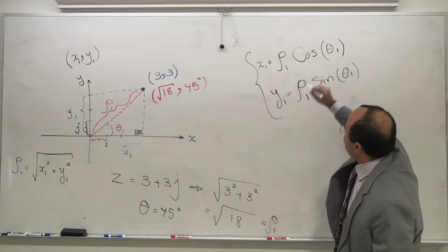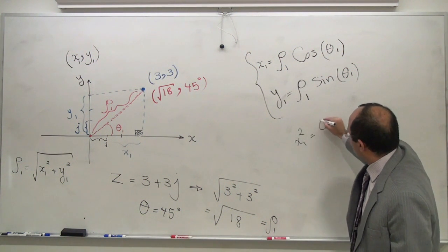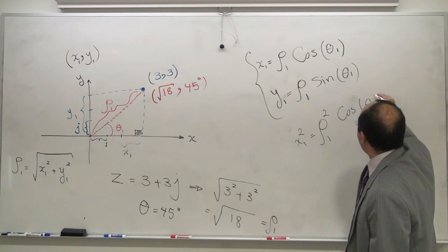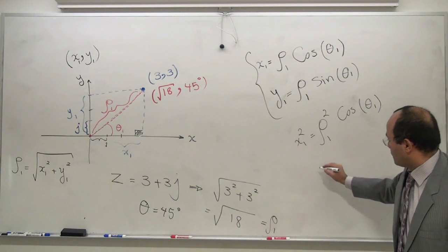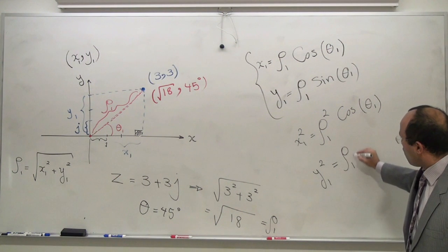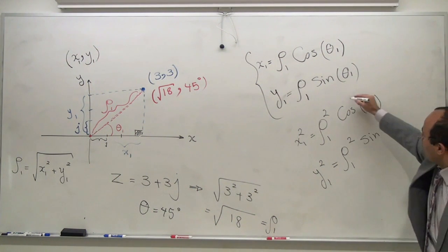If you take this to the power of 2, what do you get? x1 to the power of 2, you are going to get rho 1 to the power of 2, cosine squared of theta 1. You don't have to worry about the index. I simply mentioned that for a specific point. y1 to the power of 2 is equal to rho 1 to the power of 2 sine to the power of 2.